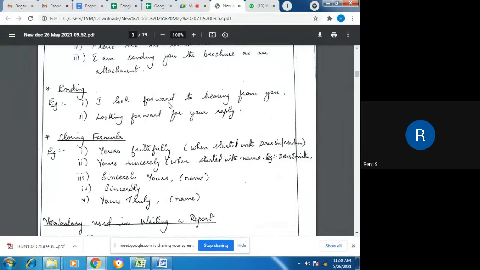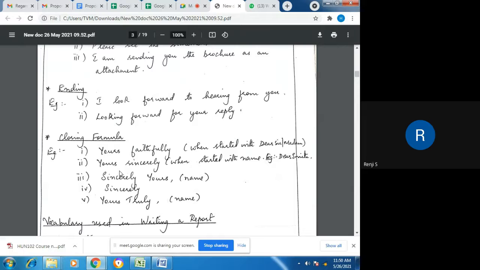So I look forward to hearing from you. If you're waiting for his decision, then you end the sentence with "I look forward to hearing from you," and it can be added in both formal as well as informal letters. Then "Looking forward to your reply" is another sentence that you can add.